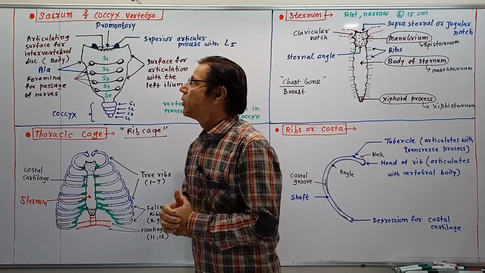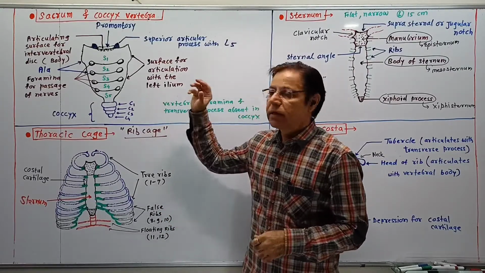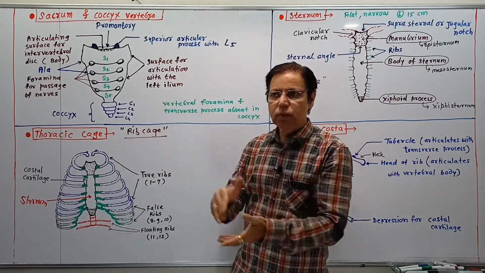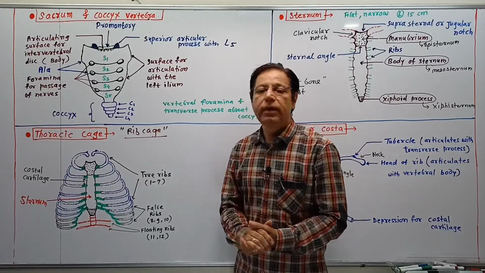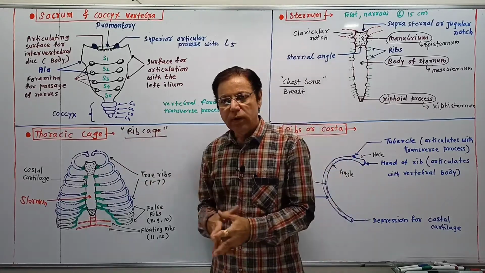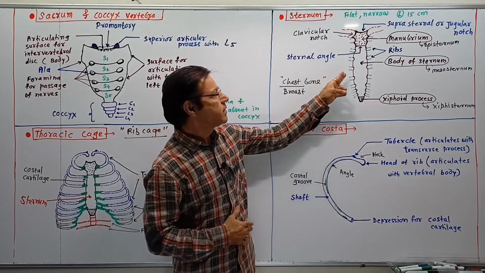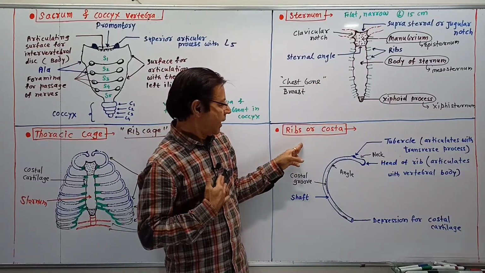Today we will study about sacrum and coccyx vertebrae. These are the two last vertebrae of the vertebral column. Then about the thoracic cage and the components of thoracic cage like sternum and ribs.